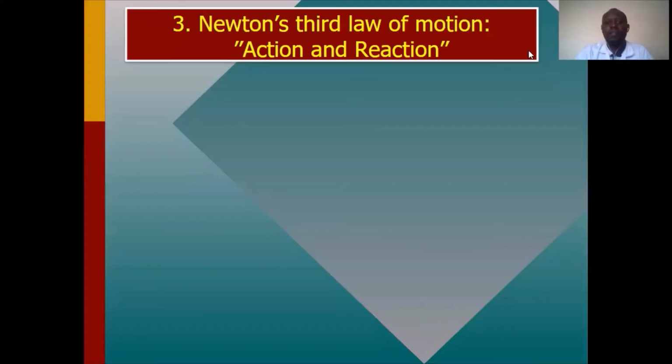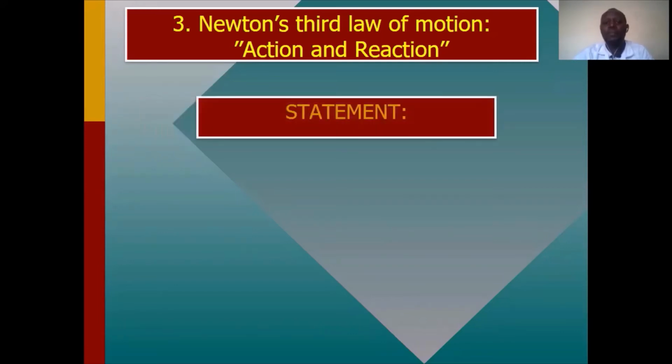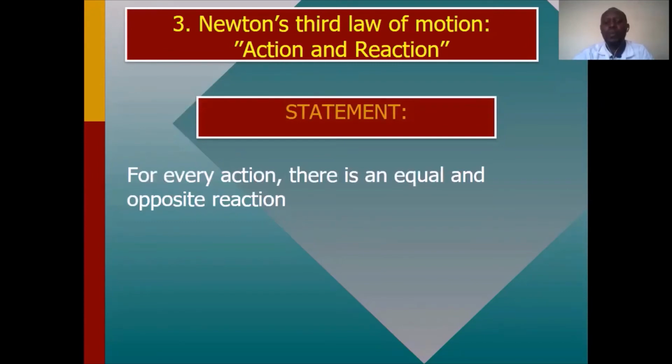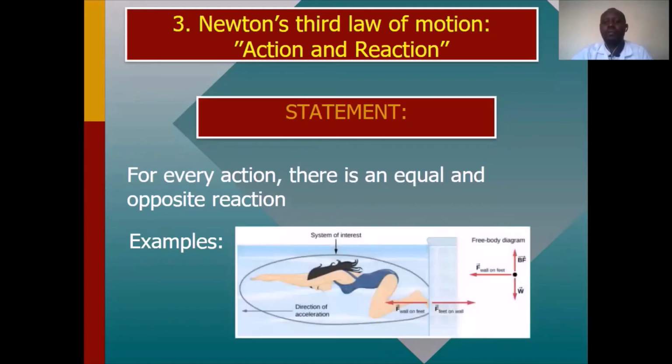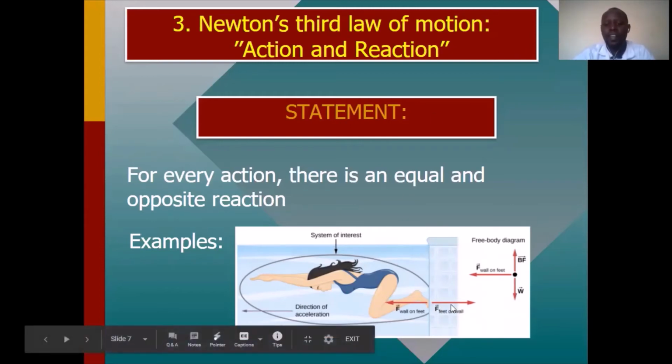The third law of Newton is called action and reaction, and it is stated as, for every action, there is an equal and opposite reaction. Examples: for a person who is swimming, here we have the action, the feet on the wall, and the wall will react to the feet and give the motion to the person, the forward motion.